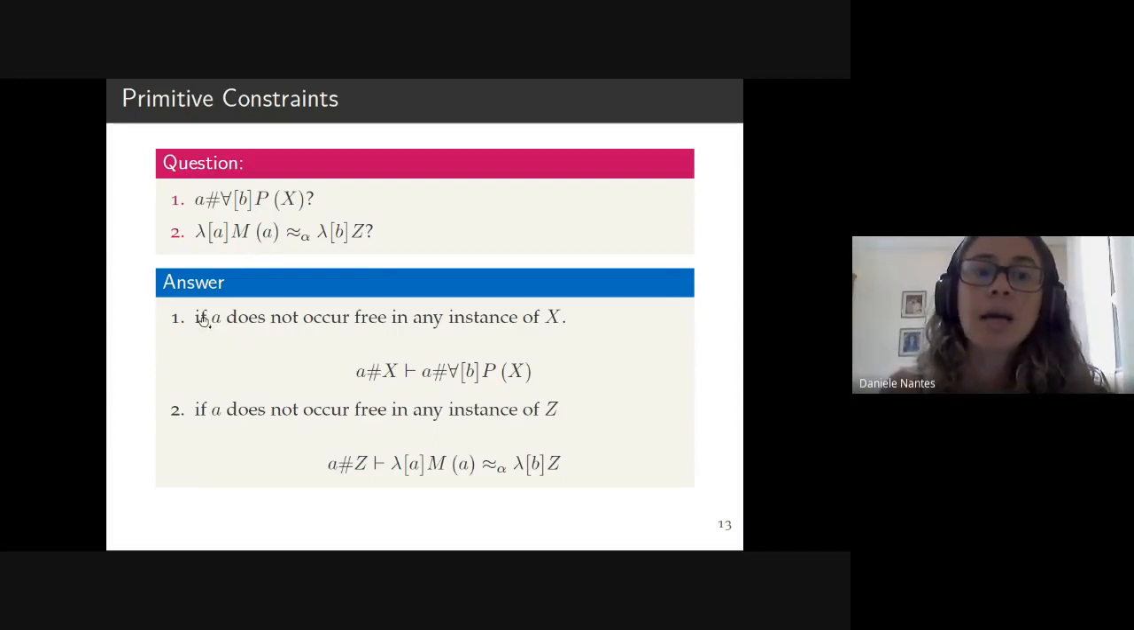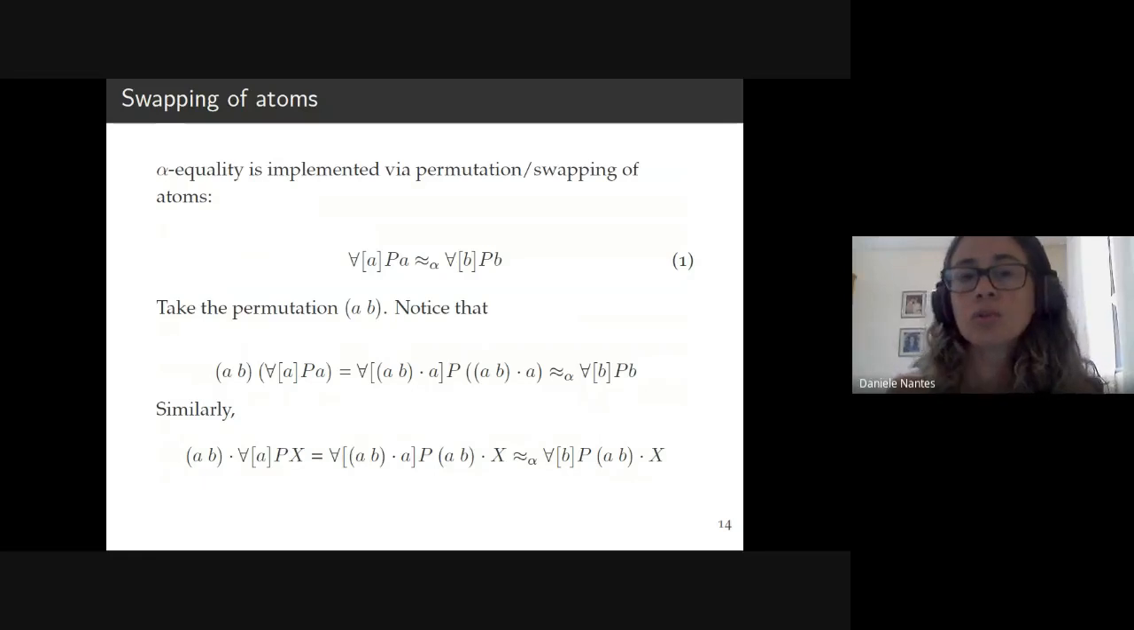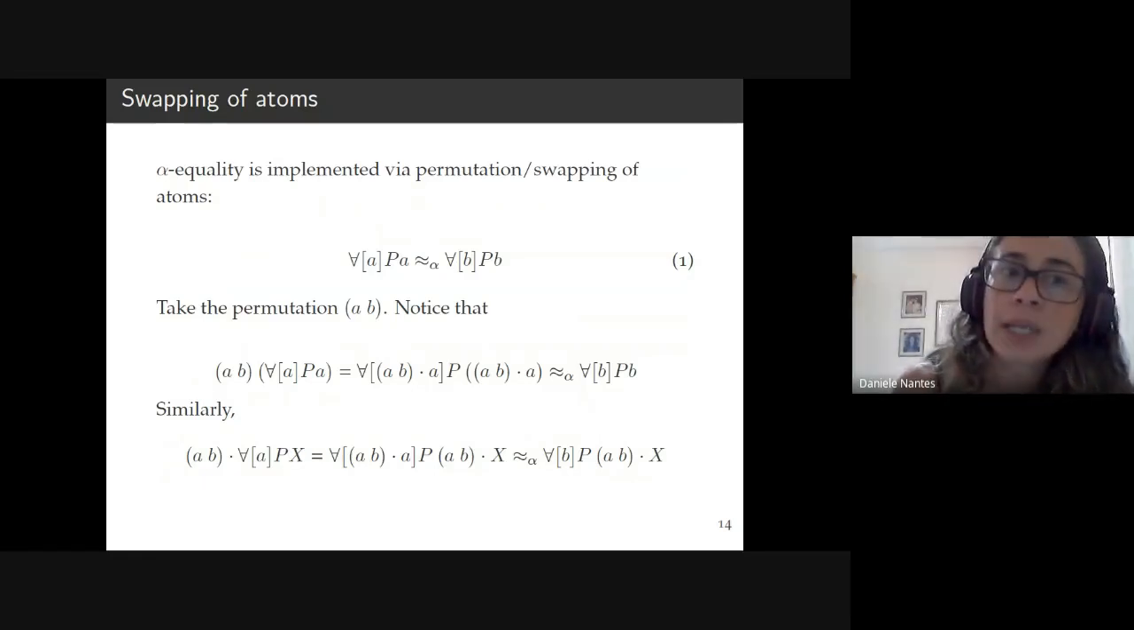So basically, A cannot occur free in any instance of X in the first case. So we are going to represent this as this judgment. If A is fresh for X, then you can conclude that A is fresh for this expression, okay? And in the same way, if A is fresh for Z, you can conclude that this alpha equality holds. So because of this, we can go to how to implement alpha renaming.